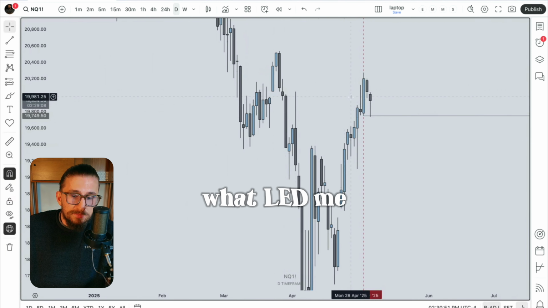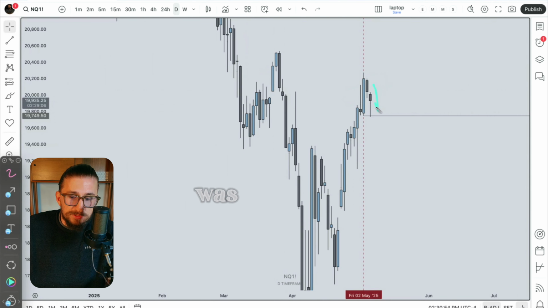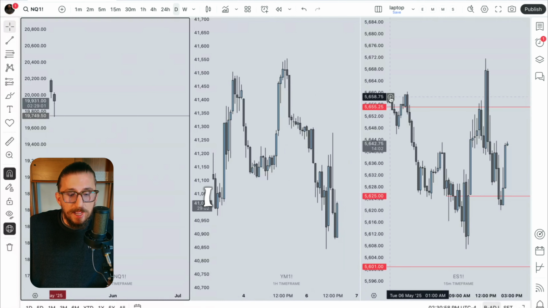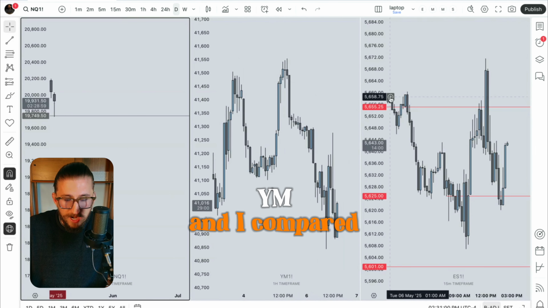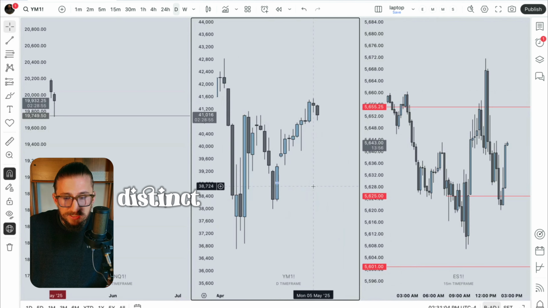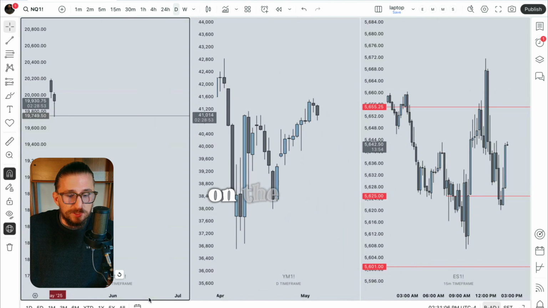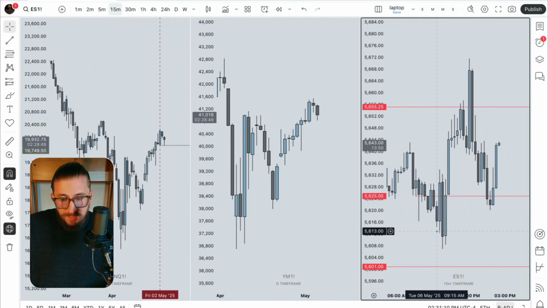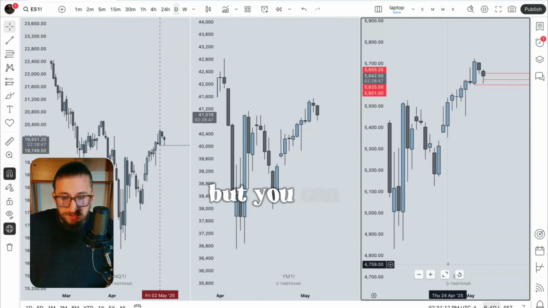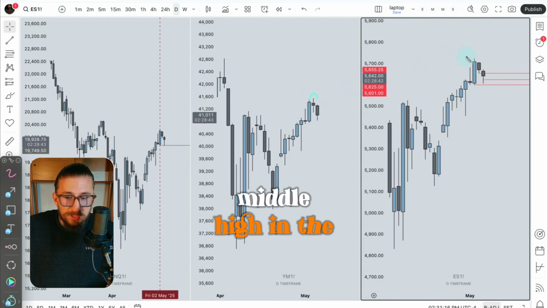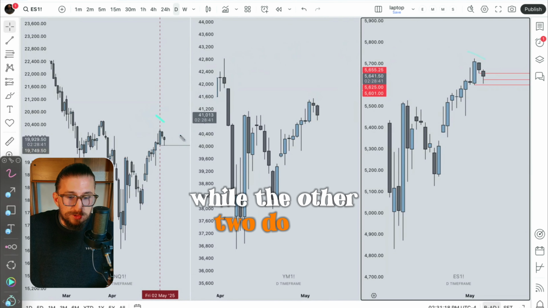Now, what led me to think that we'd break to the downside was actually a pretty simple comparison between assets. I went ahead and I compared YM, ES, and NASDAQ, and I wanted to see if there was any distinct differences between the three on the daily and the hourly charts. As you can see right here, we'll make it a little bit clearer actually, but you can see that YM has a higher high in the middle while the other two do not.